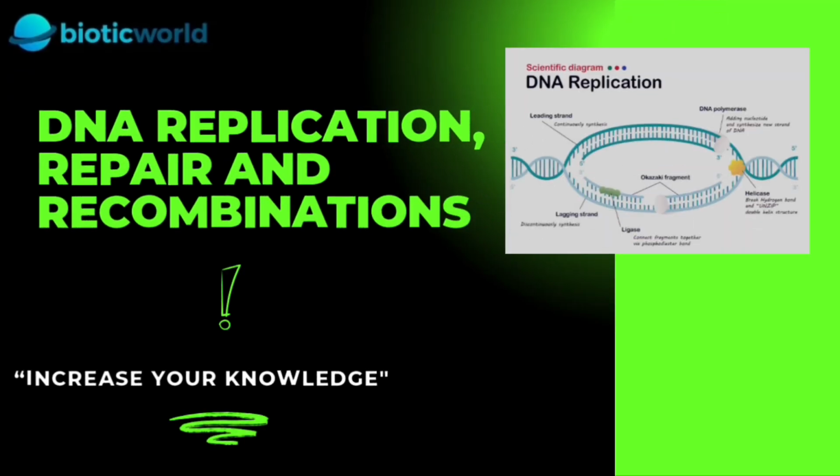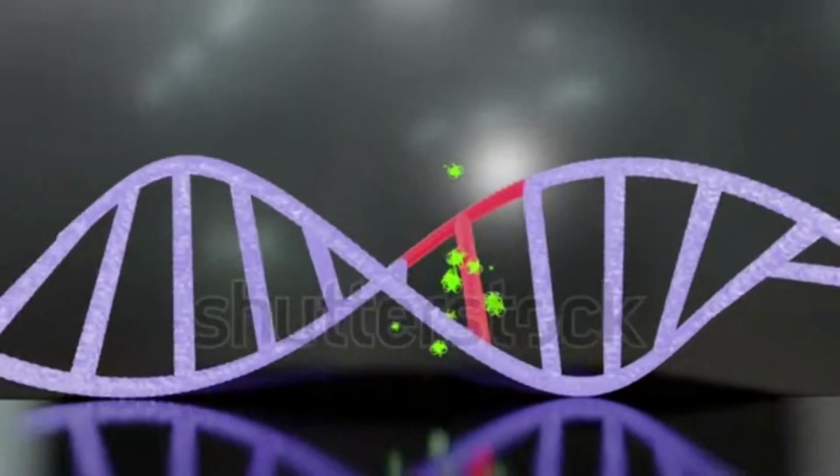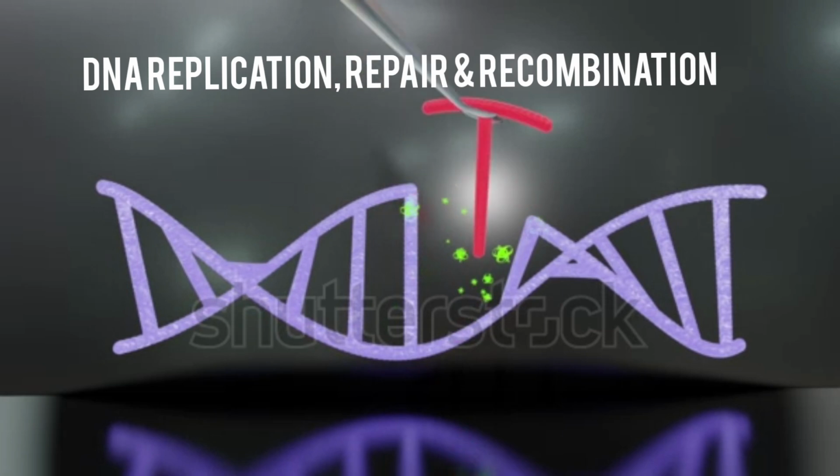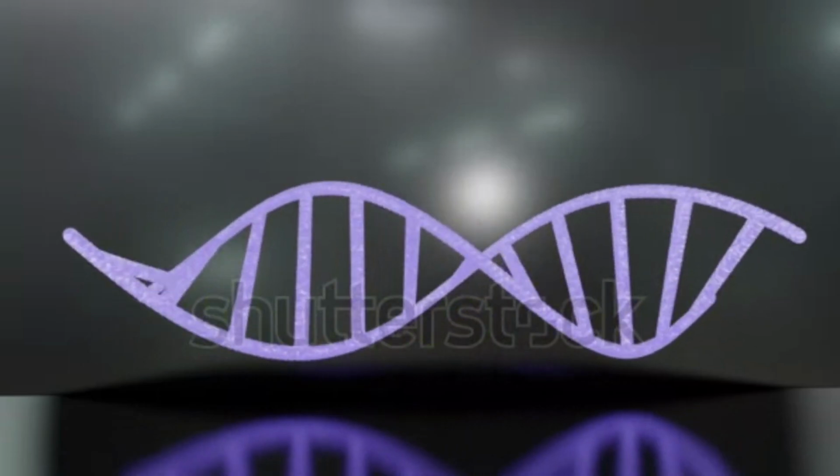In every living cell, DNA contains the genetic blueprint for the organism. This blueprint must be replicated accurately, repaired when damaged, and recombined to ensure genetic diversity. These three processes, DNA replication, repair, and recombination, are fundamental to life itself.